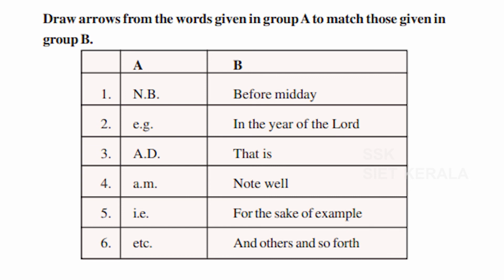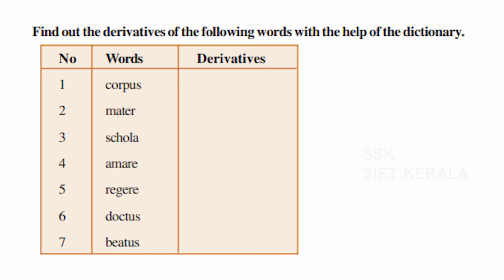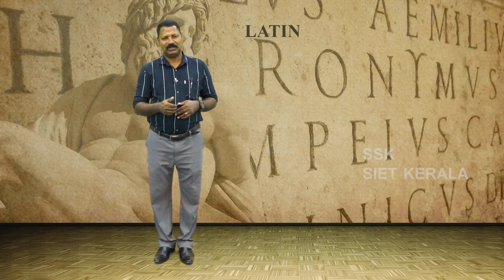A second pattern will be asked: draw arrows from the words given in group A to match those in group B. A: a.m., N.B., n.g., A.D., p.m., i.e., etc. And B: before midday, in the year of the Lord, note well, for the sake of example, and others, and so forth. It is very easy; you can match the most suitable ones. Then some of the other activities are given below. You can easily read, write and answer them. So, the first chapter, I think you could master it.